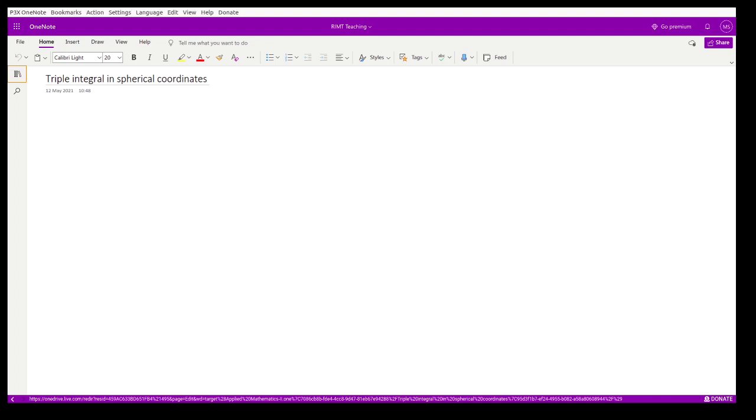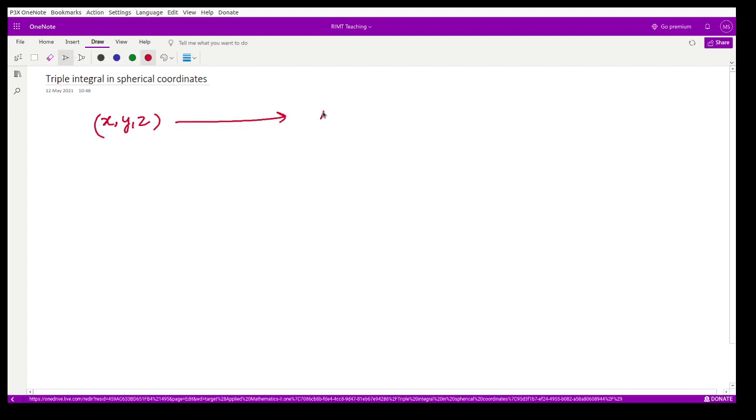So today we'll be discussing triple integrals in spherical polar coordinates. Suppose you are given a point in this system of Cartesian coordinates, x, y, z. You are moving from this coordinate system to the coordinate system r, theta and phi. So this is the Cartesian system and this is the corresponding spherical polar coordinate system.